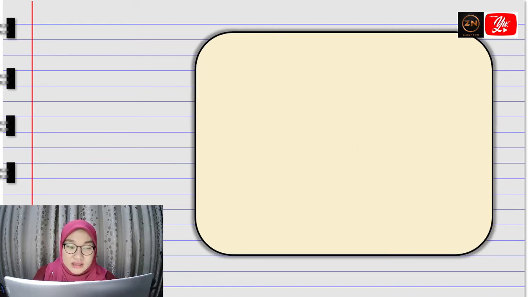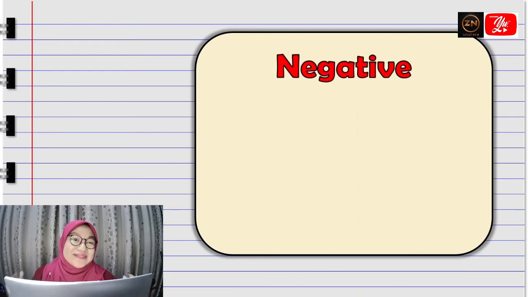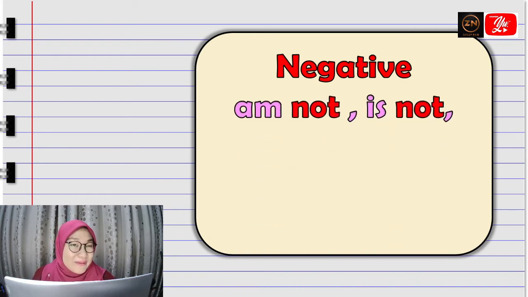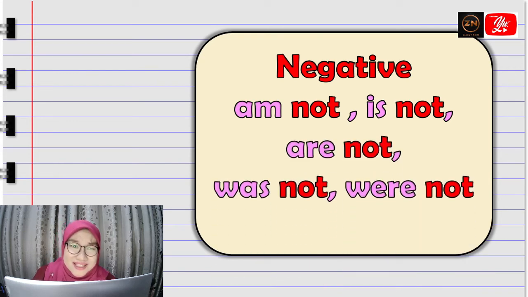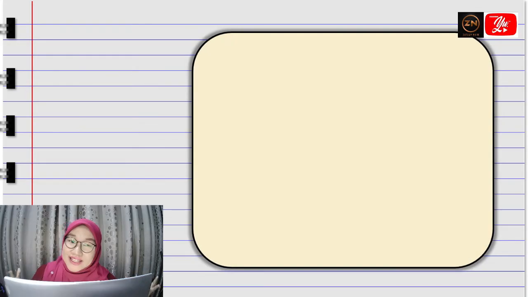Okay, and now let's look at the negative ones. It's easy actually. In order for you to turn the verbs to be into negative, you just add the word "not" at the end. You'll see what I mean. So we have am not, is not, are not, was not, and were not. See? Easy, simple, right? Because "not" means tidak. So when you put "not" after the verb to be, the positive ones, then you automatically, instantly change them into the negative form.